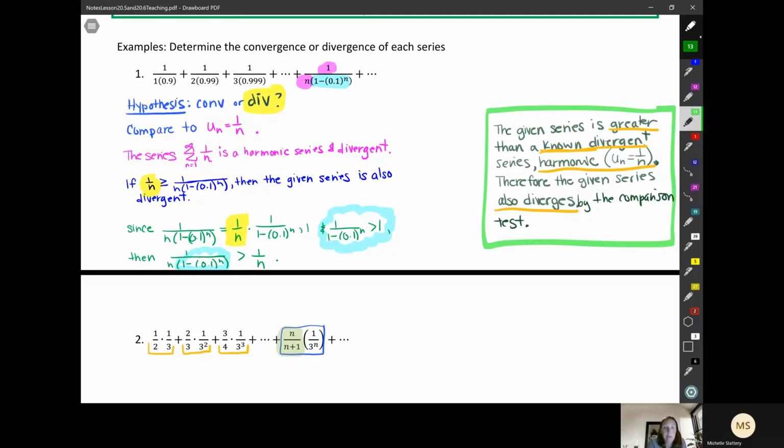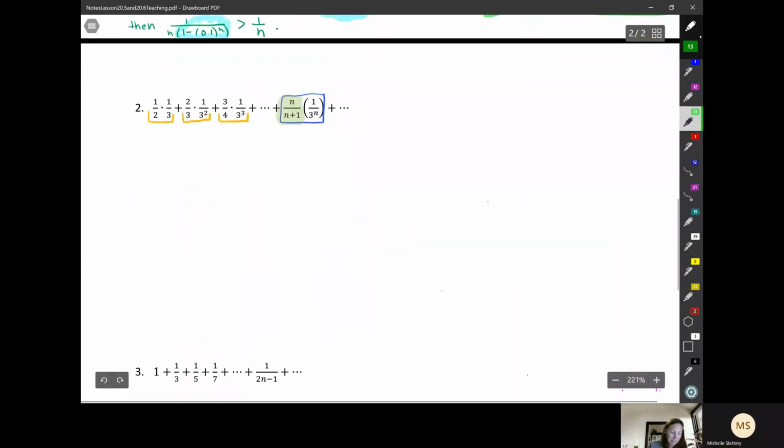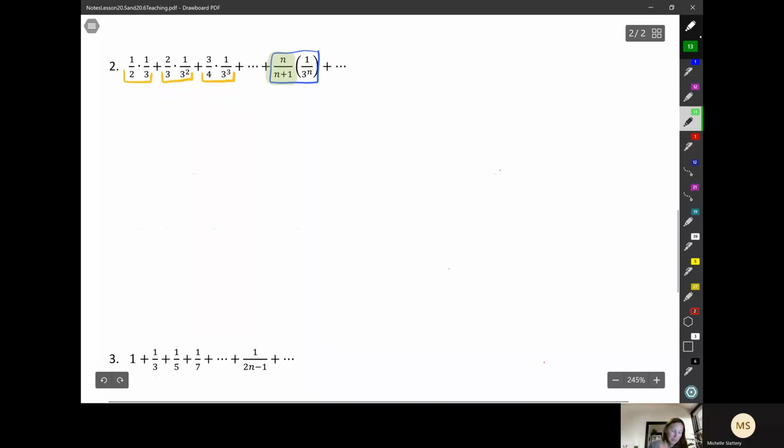All right, let's take a look at number 2. So number 2 here, sorry, I forgot to erase those little parts. But looking at number 2, let's see what we have.